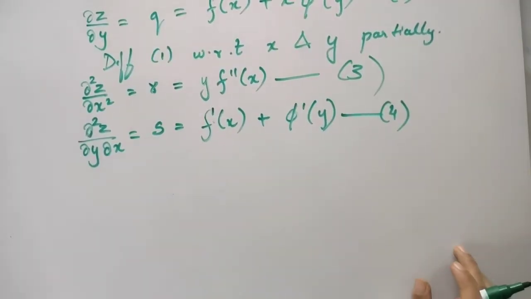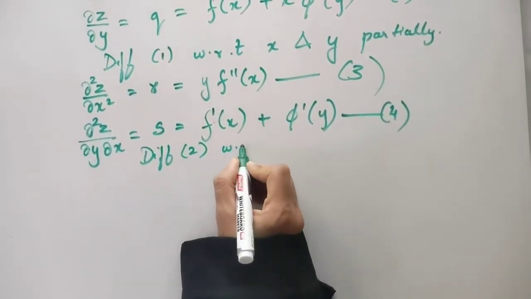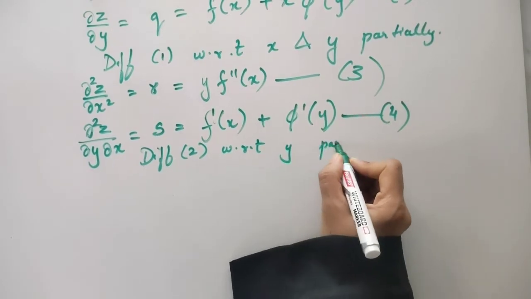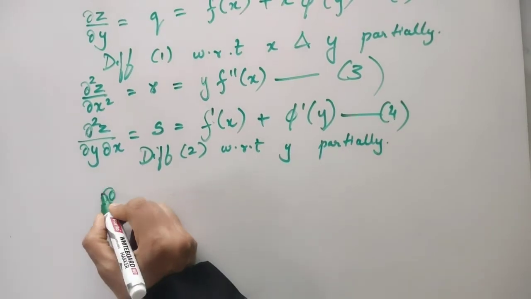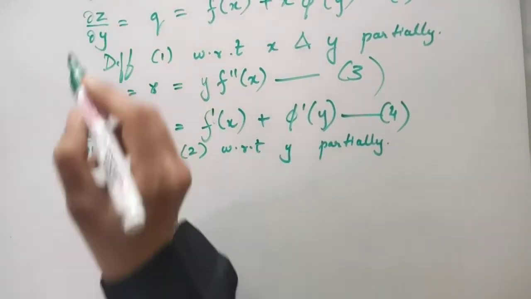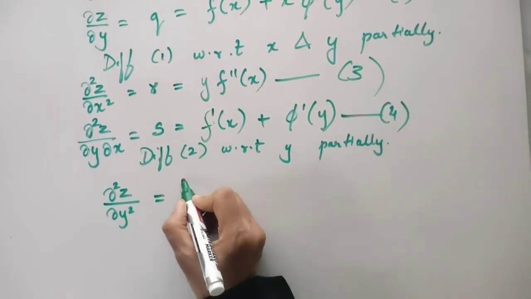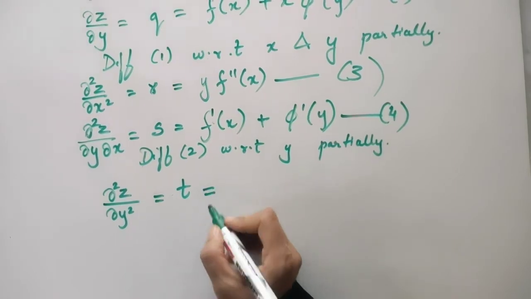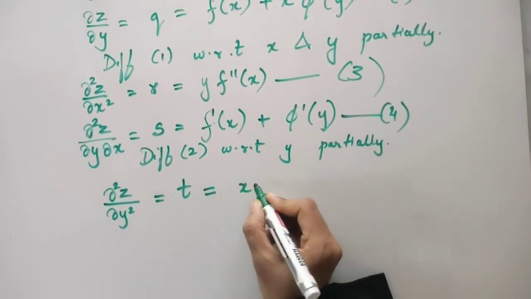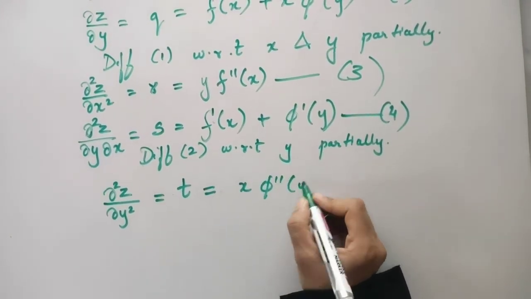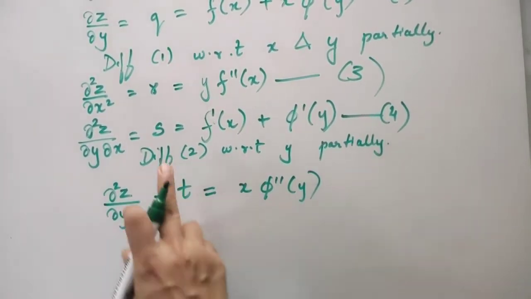Now we have to do one more last step, that is differentiating equation 2 with respect to y partially. If we do that, what do we get? Derivative of the left hand side is already ∂z/∂y. If I differentiate it with respect to y again, you will get ∂²z/∂y², and that is represented by t. You see the notations, I have given it already. Derivative of this with respect to y will be 0. Derivative of this with respect to y will be x φ''(y). Once you write all this, yes, now I can write s.